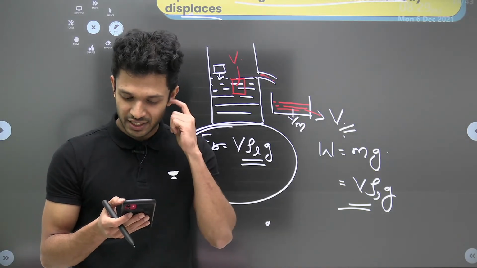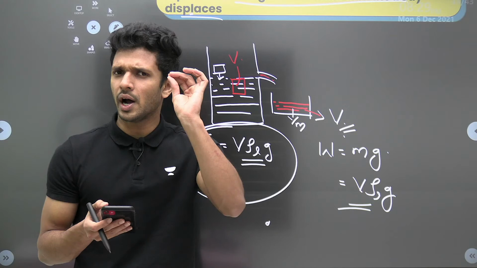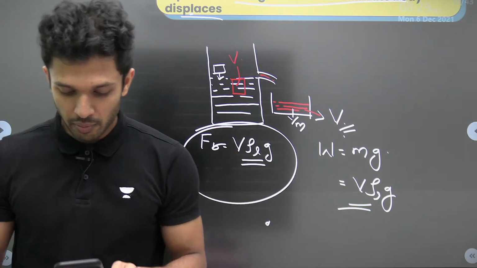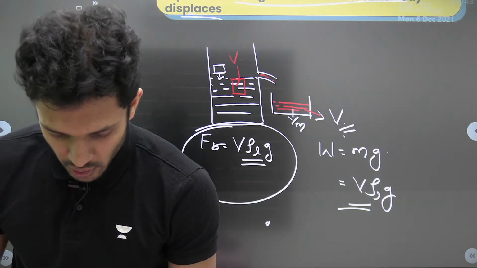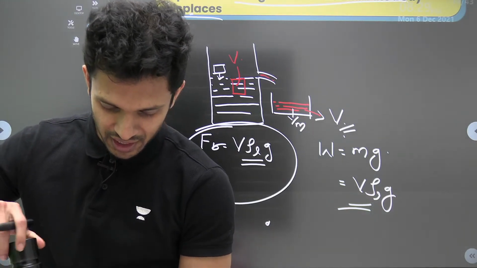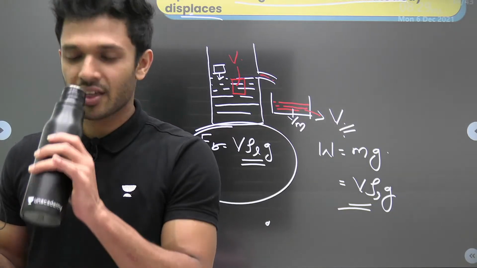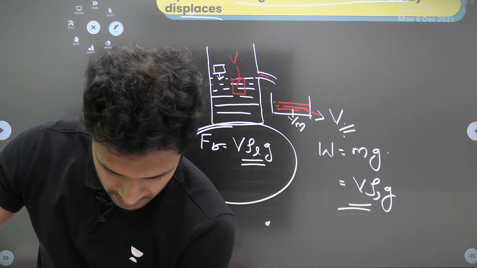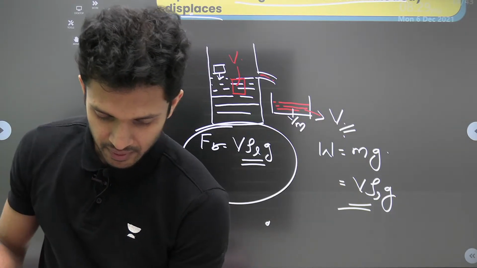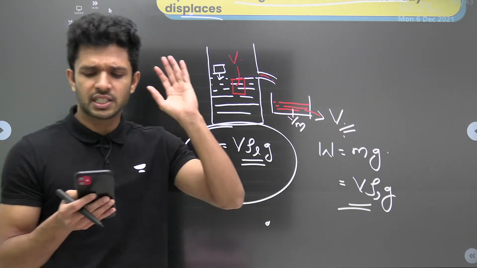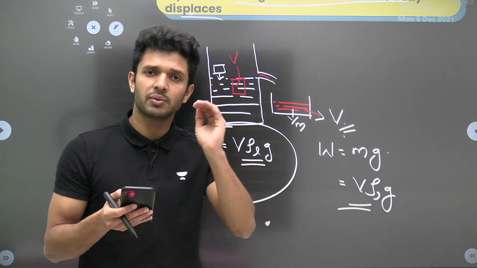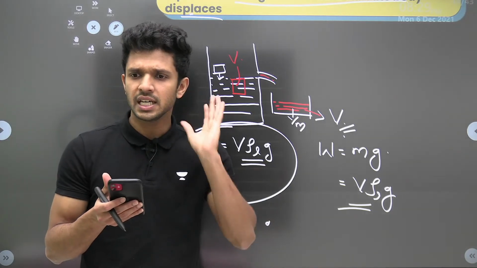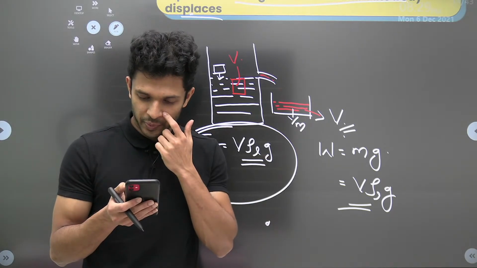Perfect. Done. We'll do one more concept, then we'll start doing as many problems as possible. We are going to solve a lot of problems. Now we'll do one more concept, one last concept. After that we are going to solve many multiple choice questions. Are you ready? Write the heading as principle of flotation.